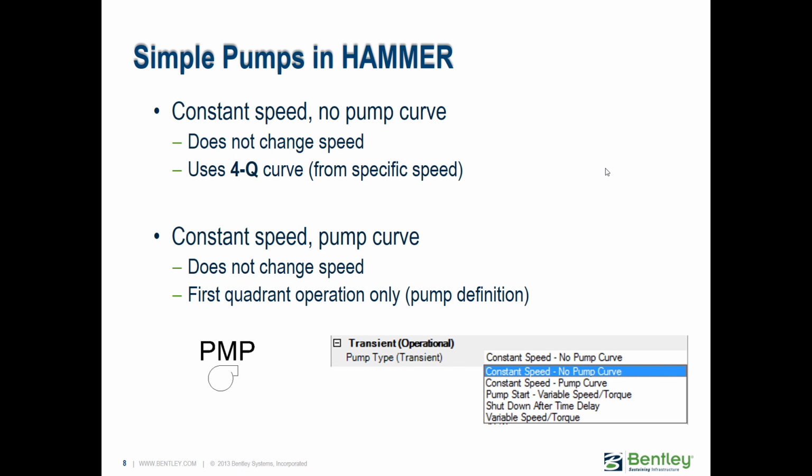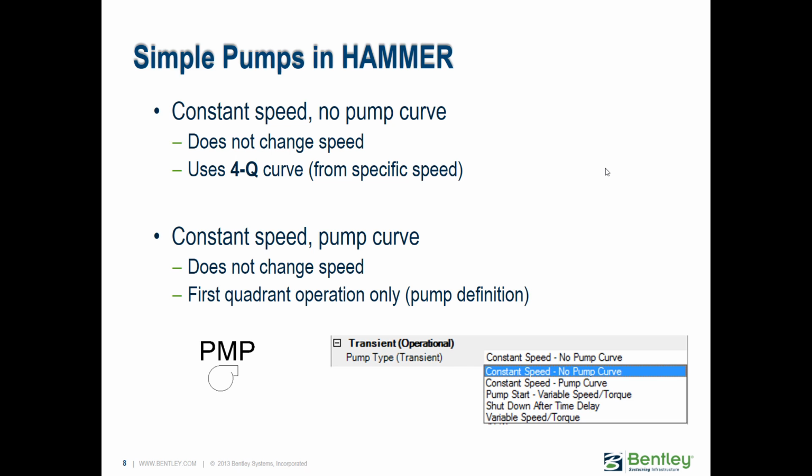So you may wonder what the difference is between those. The constant speed no curve means that it does not change its speed, but it also means that it will use the four-quadrant curve from the specific speed that you choose. So it is possible that that pump could operate in the other quadrants just based on whatever else is changing, the hydraulics that are changing elsewhere in the system. So even though you may have a constant speed assumption, there is a possibility that it could operate in negative flow, negative head. It may need to use those other quadrants.